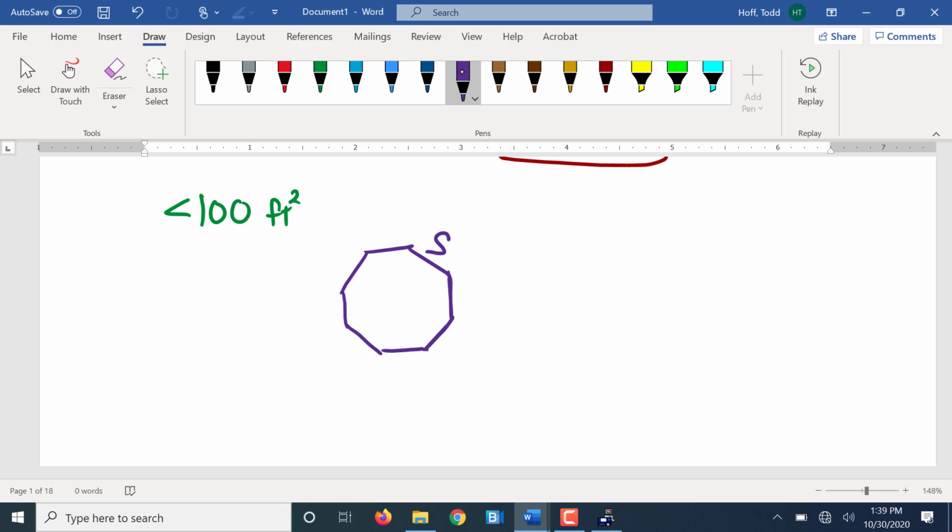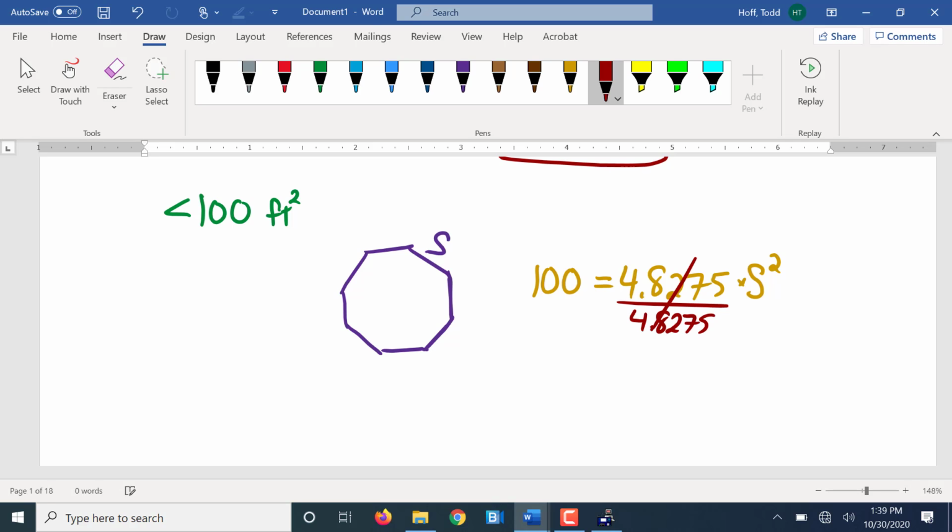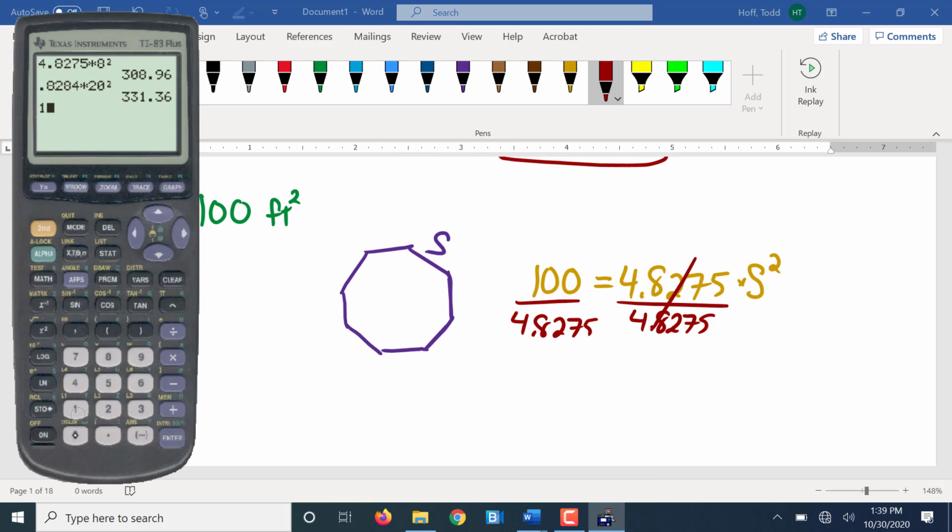If you want to know what length your side can be there to stay under that 100 square feet, you put 100 in for the area, you know it's 4.8275 times the length of that side squared, and we have to work backwards. Now I know we haven't solved equations yet, but we would divide by 4.8275. So what's 100 divided by 4.8275?